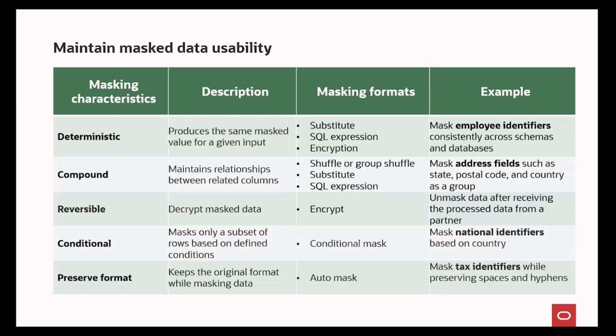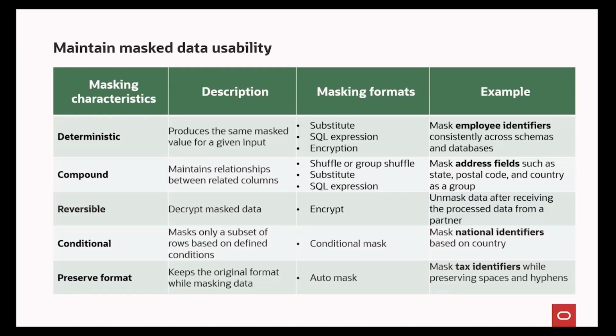Starting with deterministic, the simple description is that for the same input value, you will be getting the same output value, right? This can be useful if, let's say, you have a table with duplicate entries. Even after masking, you would want to have the duplicate output values, right? This will be true for the table or even across the tables or your entire target database. You can achieve that using some of our masking formats like substitute, SQL expression, and encryption.